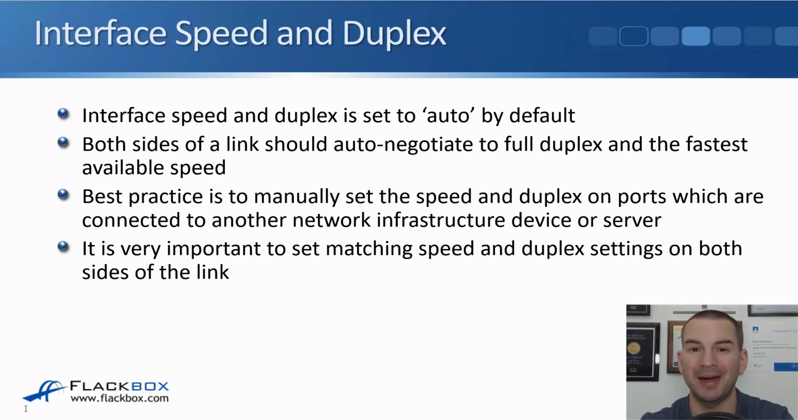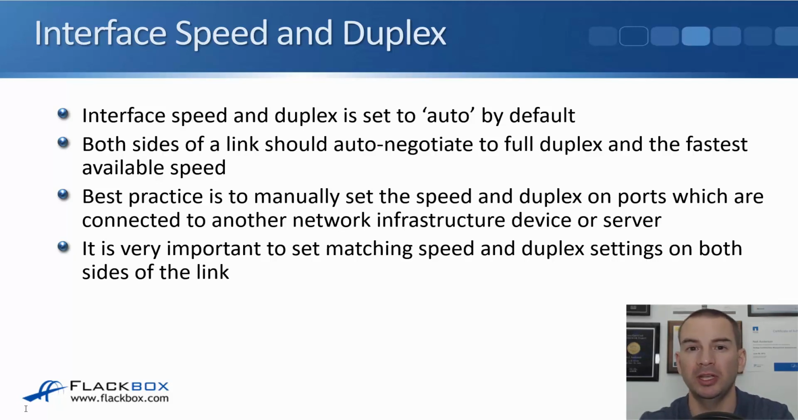Best practice is to manually set the speed and duplex on ports which are connected to another network infrastructure device, such as a router, a switch, or a firewall, or a server. Because if you set it manually, that is just a little bit more reliable. To be honest though, auto should work just fine as well.